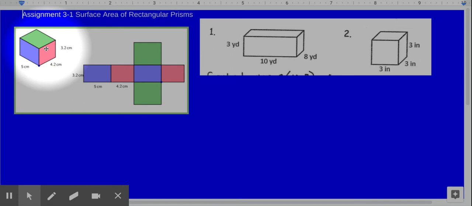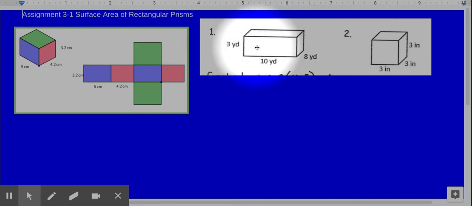So you can find the area of the front, and you're going to multiply that by 2 because you have two of them. And also, just as a reminder, to find the area of a rectangle, you multiply the base times the height, or the length times the width. So let's look at problem number 1 here.